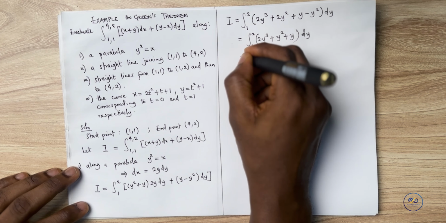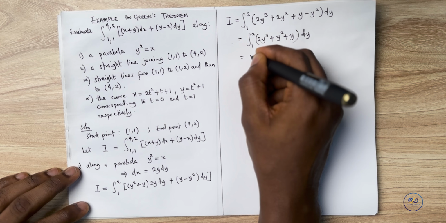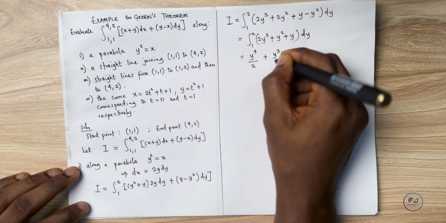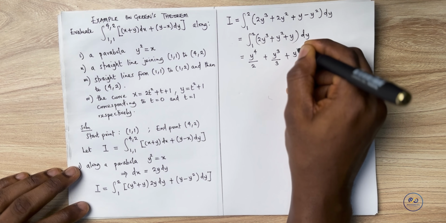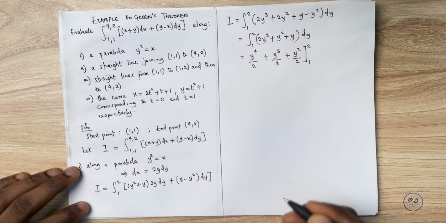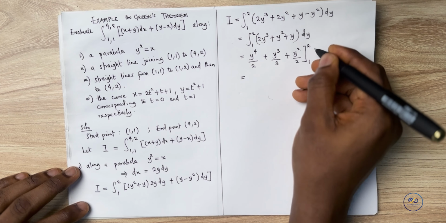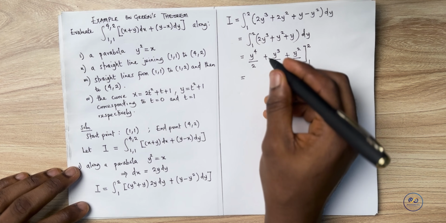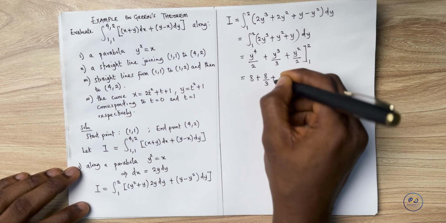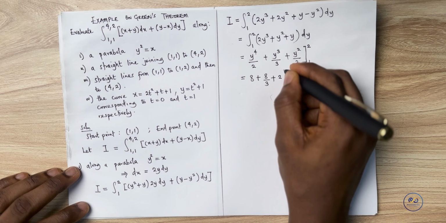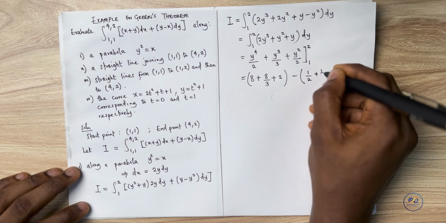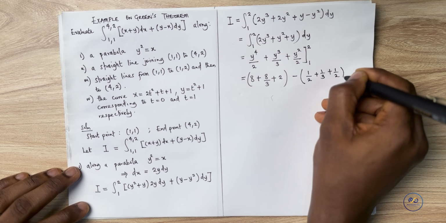So by the process of integration, you'll have this to simply be y raised to the power of 4 divided by 2 plus y raised to the power of 3 divided by 3 plus y raised to the power of 2 divided by 2, all of which will be evaluated along the bounds. So when you put in the upper bound, 2 raised to the power 4 is 16 divided by 2, that gives us 8, plus 8 over 3 plus 2 on the upper bound, and then minus the substitution of the lower bound, 1 over 2 plus 1 over 3 plus 1 over 2.